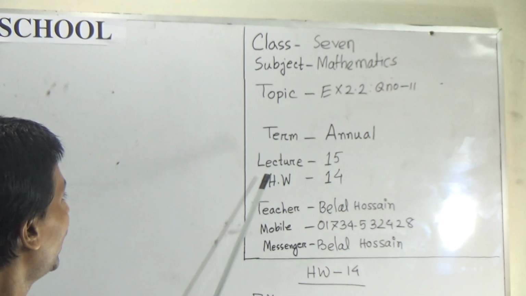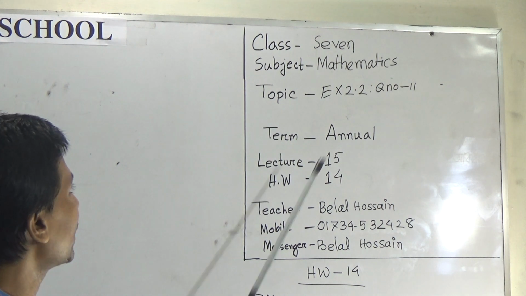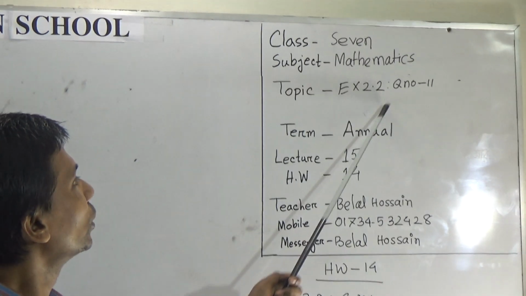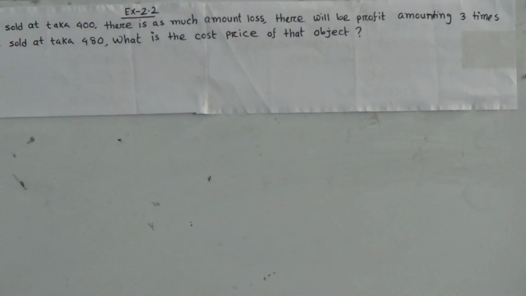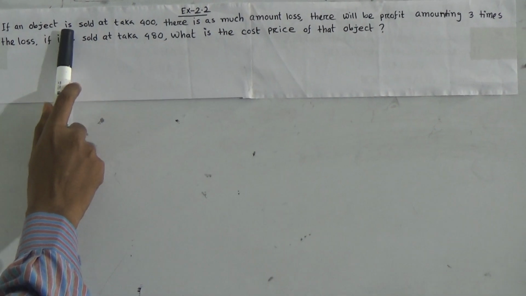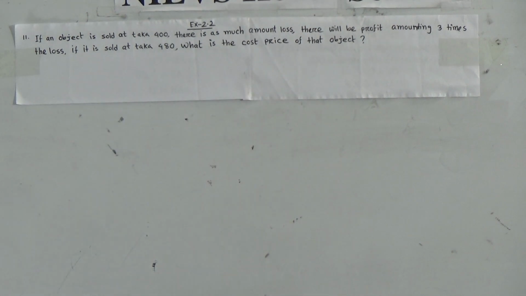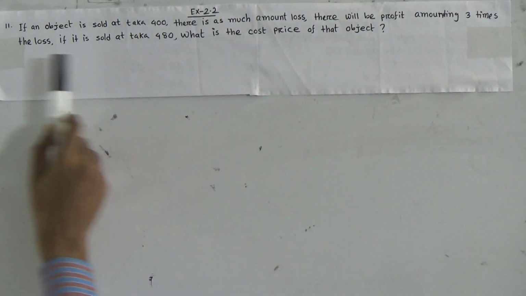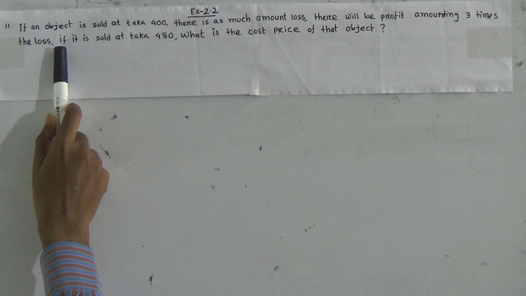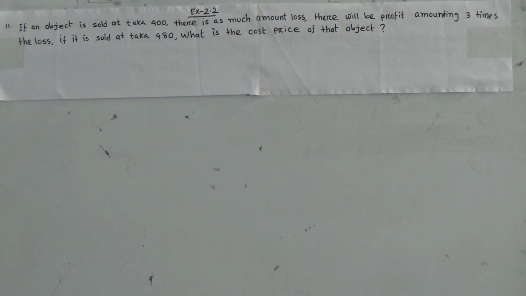Today our lecture number 15, HW number 14. Today our topic is exercise 2.2, question number 11. At first you read the question. If an object is sold at taka 400, there is as much amount of loss. There will be a profit amounting to 3 times the loss if it is sold at taka 480. What is the cost price of the object?